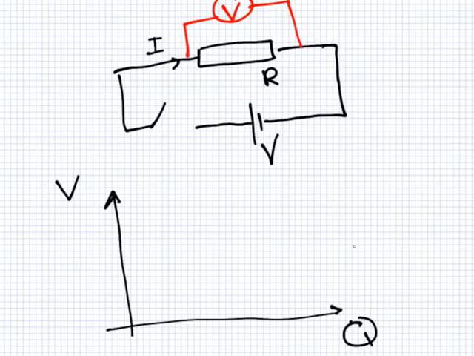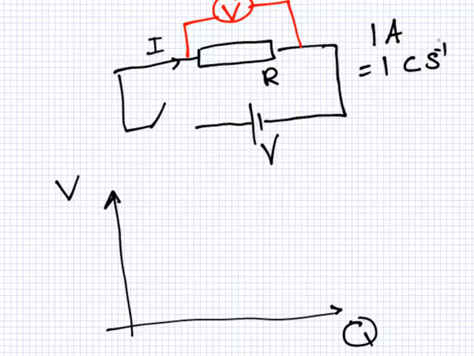Okay, so at the beginning when the switch is open, there's no current going through this resistor. And then when I close the switch, what happens? Well, current will pass through. So let's say the current was 1 amp. Well, 1 amp means 1 coulomb per second. So each second, a coulomb travels through the resistor, for example.